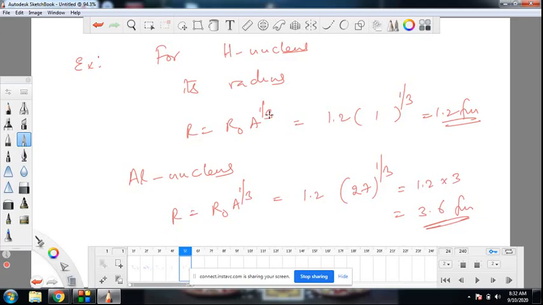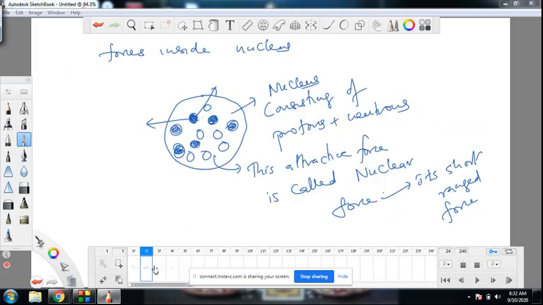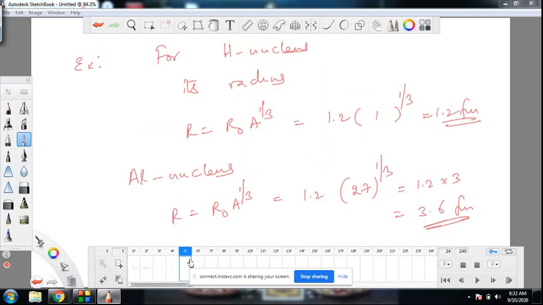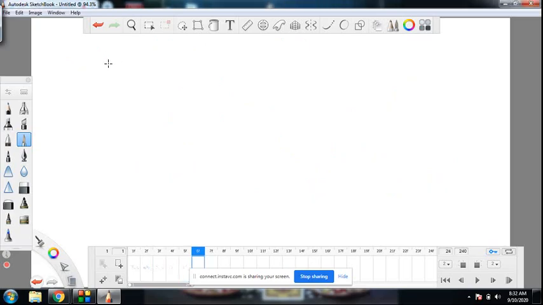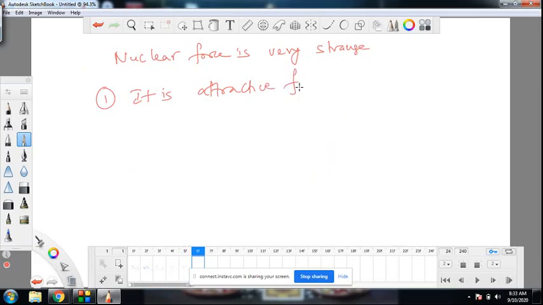Now let us talk about the nuclear force. I was telling you about the nuclear force. Nuclear force is very strange. We do not know about the nuclear force completely even now. First of all, it is an attractive force. Second, it is short ranged, very short ranged.